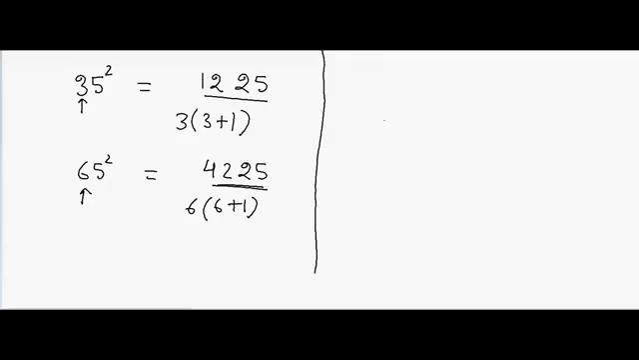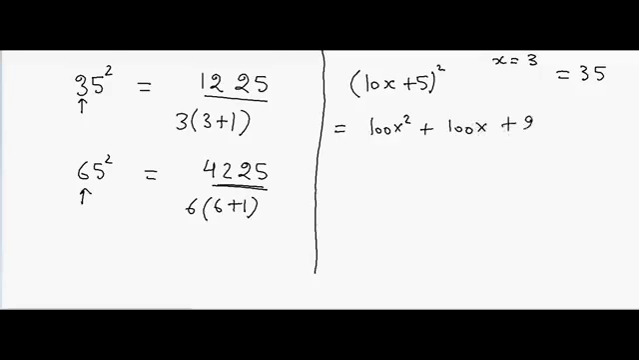Suppose we have any number which ends with 5. That number can be written as 10x plus 5. Here, if x is equal to 3, then this number will be equal to 35, right? Now if we square 10x plus 5, that will be equal to 100x squared plus 100x plus 25.